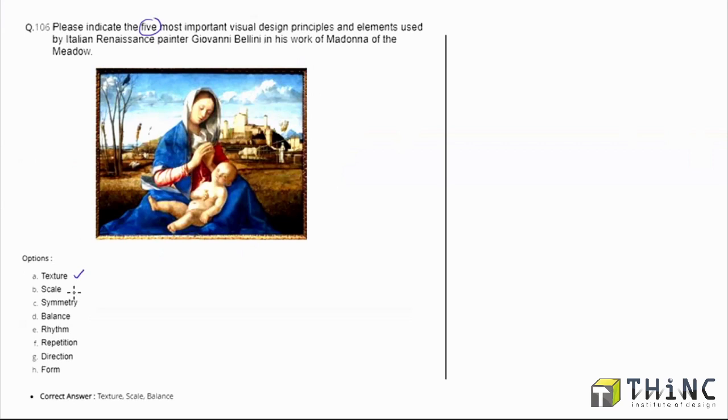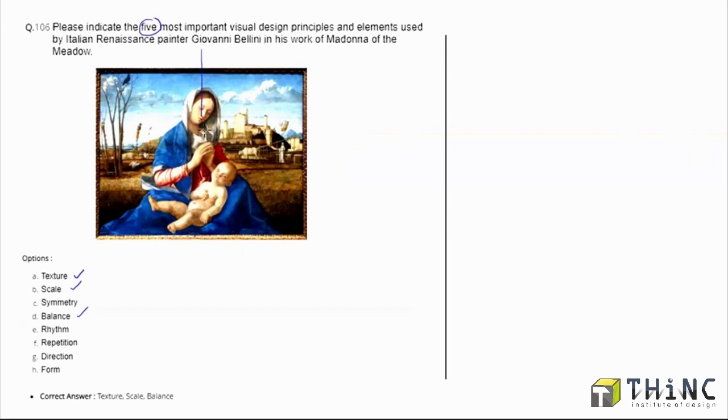So the texture is there. The relative proportion or scale, you can always compare things with one another. Okay, the background, how the buildings are smaller, the relative size of the child with respect to the mother. All the relative proportions you can compare. So scale is there. Now there is a wonderful balance.